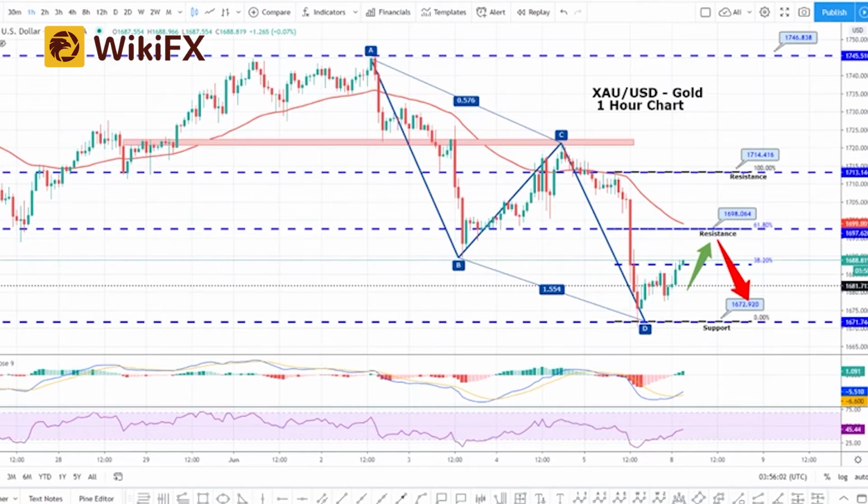As we can see here, due to positive NFP, gold has also completed its ABCD pattern, which started from 1745, and basically the C to D wave was completed from around the 1721 level to the 1672 level.